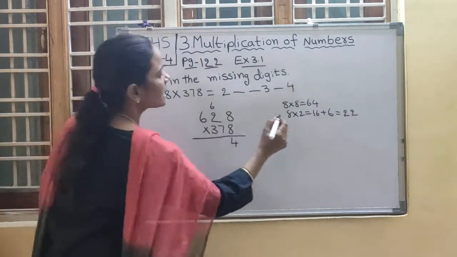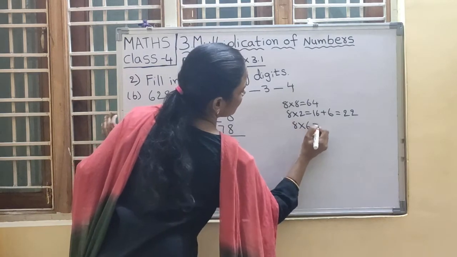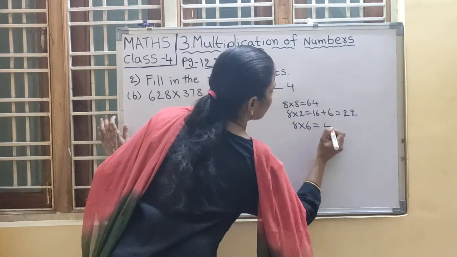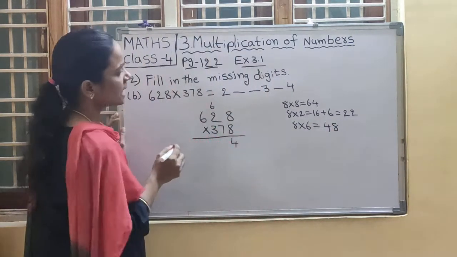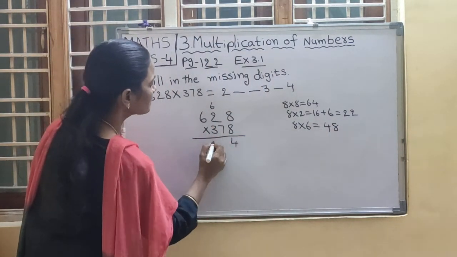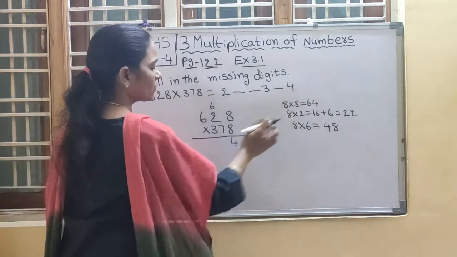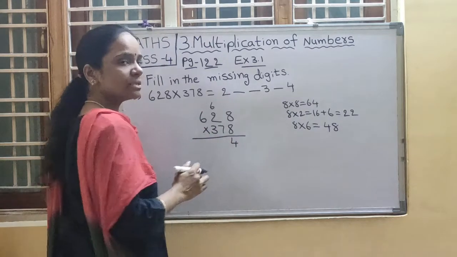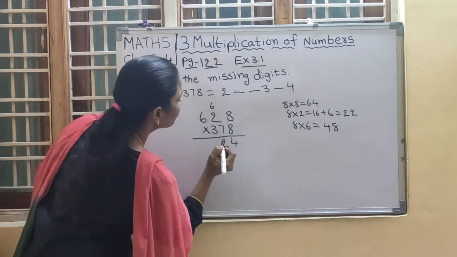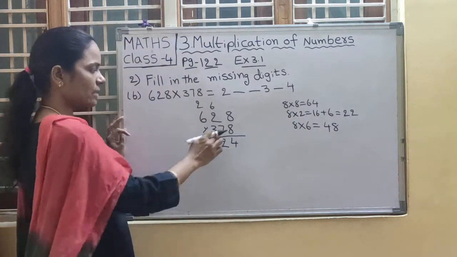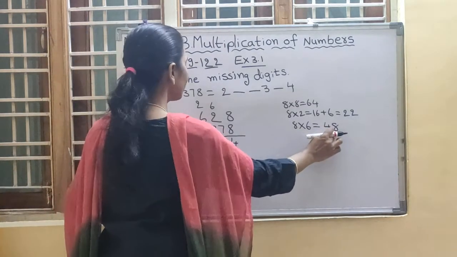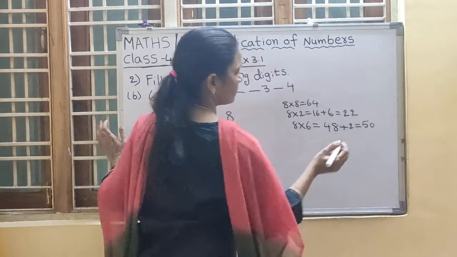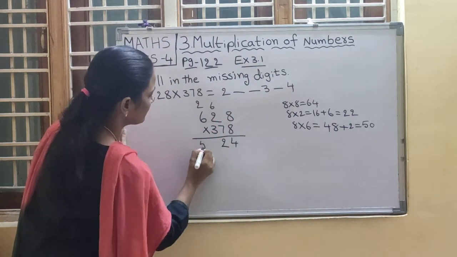Next, 8 6s are how much, children? 48. 8 6s are 48. So 8 8s are 64. 4 right here. 6 is the carry. 8 2s are 16. 16 plus 6 how much? 22. So 2 right here and 2 is the carry. Now 8 6s are 48. 48 plus 2, the carry is 2, so 50. Okay, children, write 50 here.